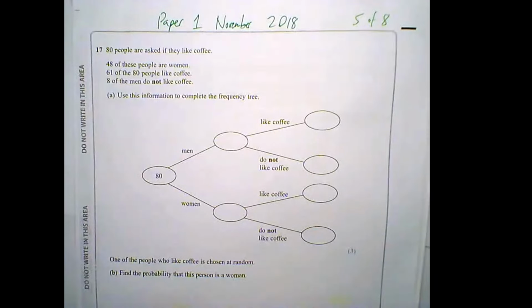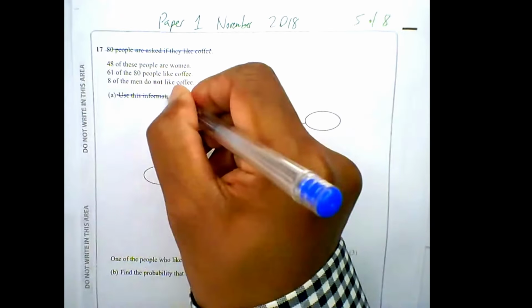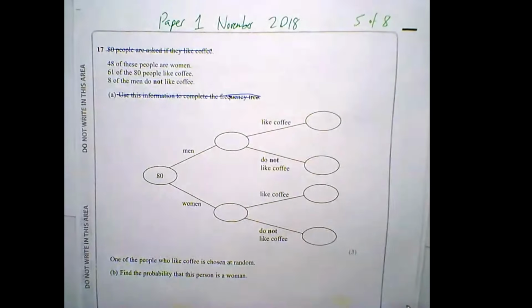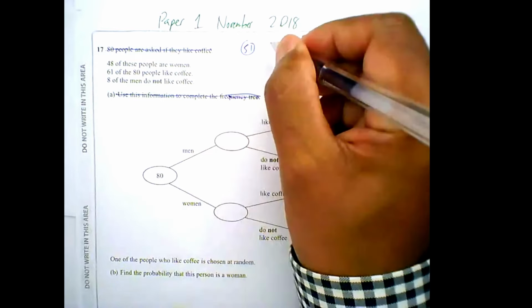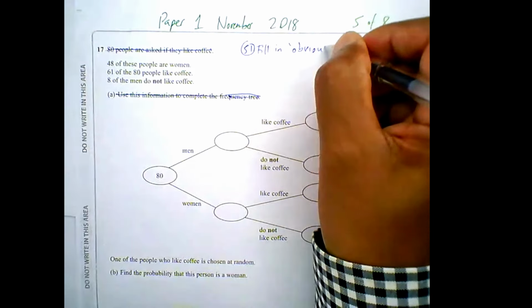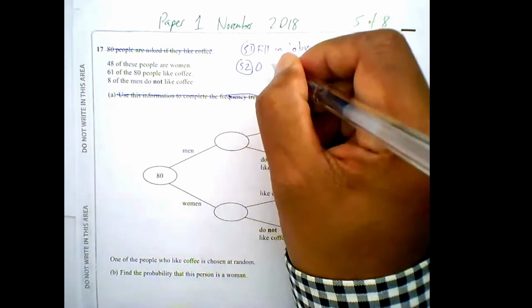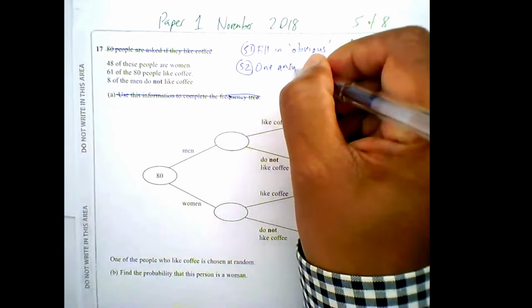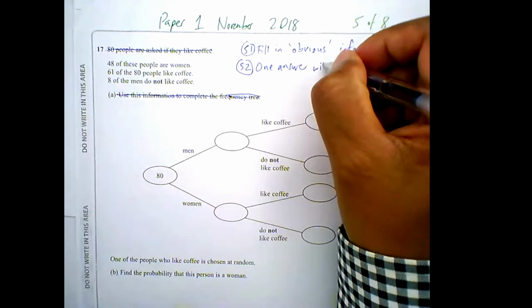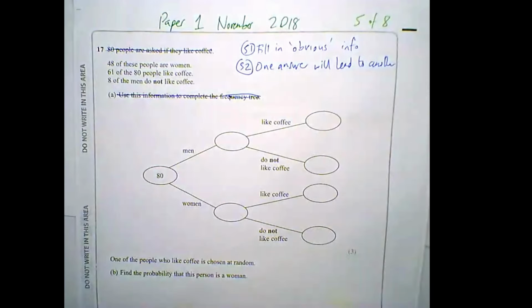So we can see here, similar to some of these previous questions, the first sentence we don't really need, and we don't need this sentence either. So we now have 3 sentences that we need to analyze. So like before, step 1, fill in obvious information. I put it obvious because sometimes it's not obvious. You have to read it carefully. And then step 2, one answer will lead to another. Another way of thinking about it is like an invitation. One answer invites you to another one.